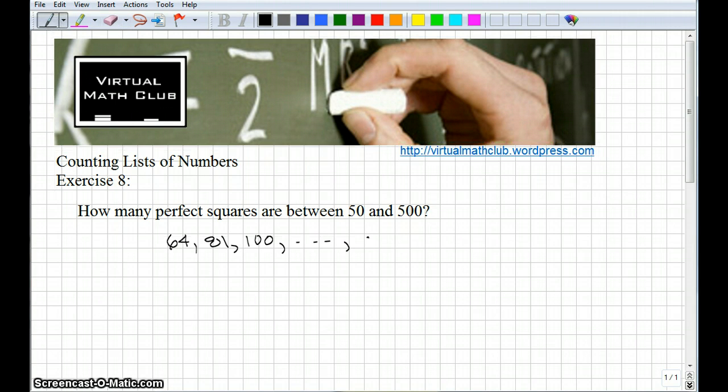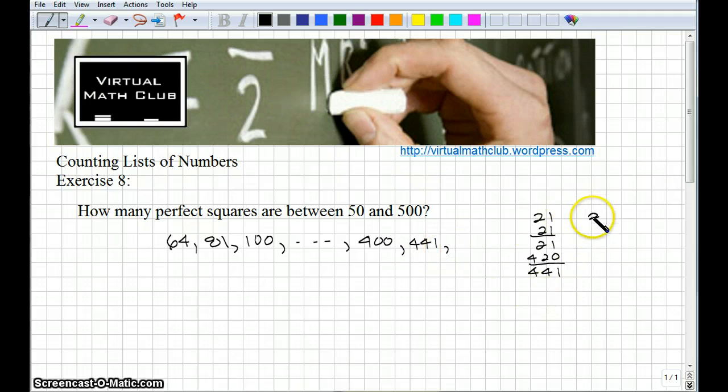So 400 is a perfect square. So that's 20 squared. 21 squared. What's 21 squared? 21 times 21, we get 21, and then we get 42, so 441. So that would be 21 squared. It looks like we could probably go bigger than that.